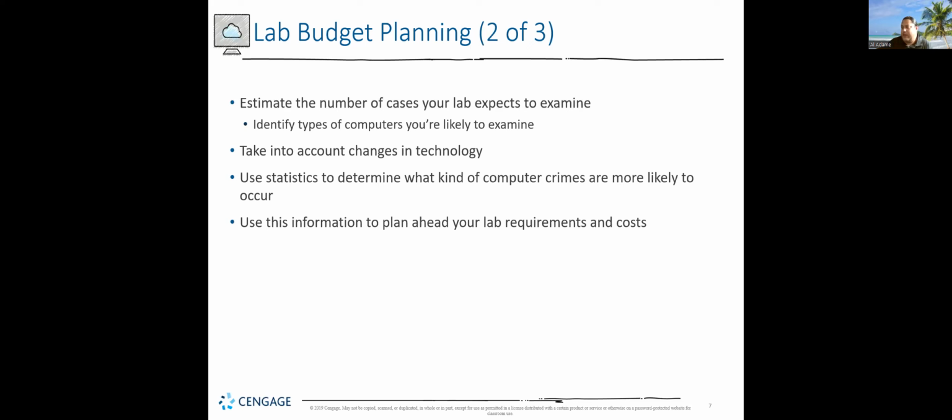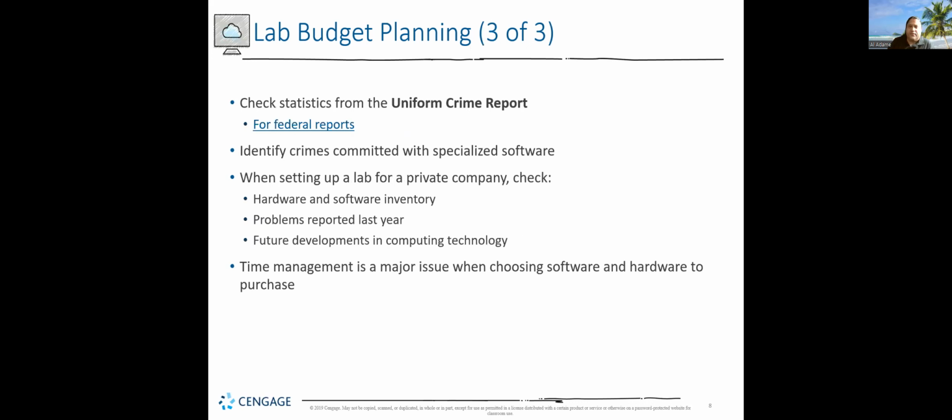Use the information to plan ahead your lab requirements and cost. You would kind of use it to base how much power you need for machines to do the work, what kind of equipment you need other than the computer hookups, power, UPSs. You imagine it, it's all there. So check statistics for the Uniform Crime Report federal reports.